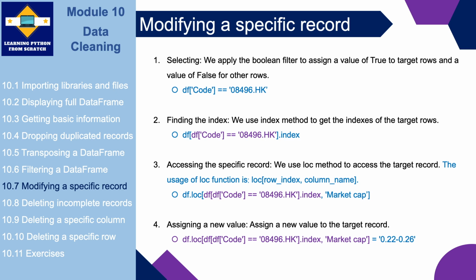So we type .index. Then we are going to access the specific record. We use the loc method to access the target record. The usage of the loc function is loc, row index and then column name. And our column name is market cap. Lastly, we are going to assign a new value. So we use the assignment operator, which is the equal sign, to assign a new value 0.26 to the market cap for the observation with code 08496.hk.